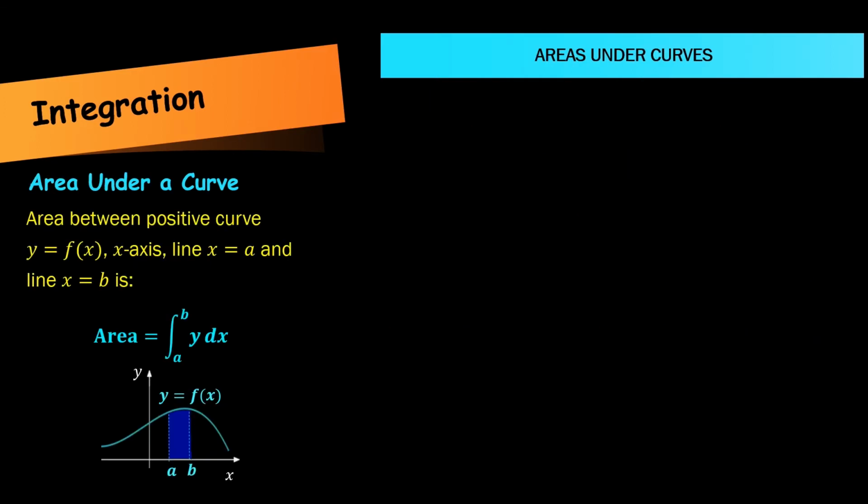The area between the positive curve y equals f of x, the x-axis, the line x equals a, and the line x equals b, as shown in the diagram, is equal to the integral between the limits a and b of y with respect to x.